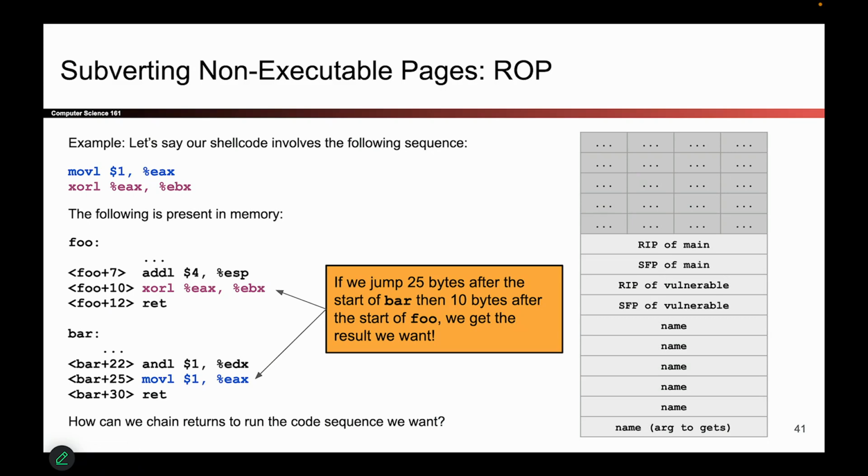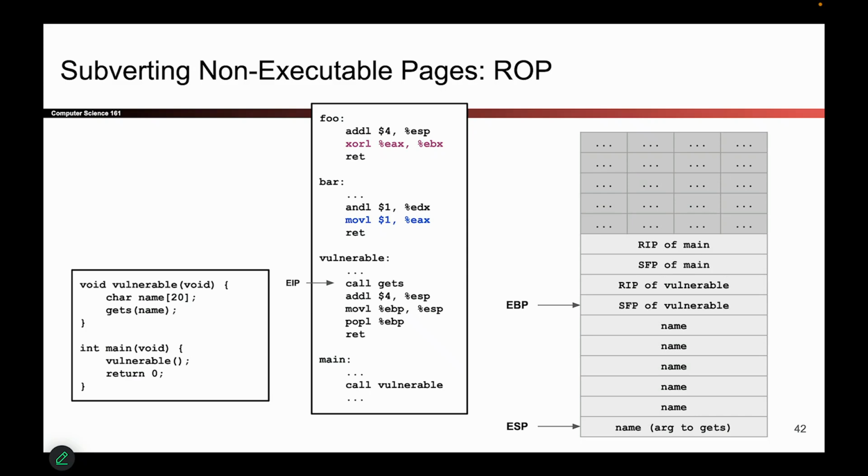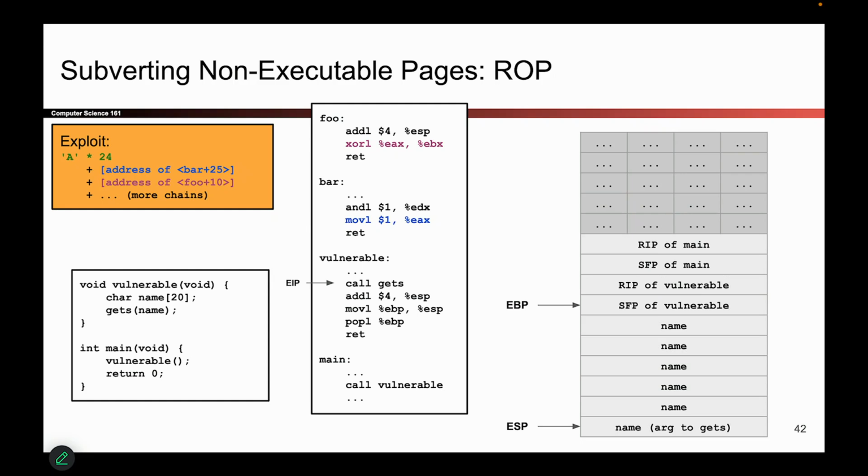So ultimately, our exploit will look something like this. These are the two instructions we care about. We want the move followed by the XOR. This is the stack frame. It's our old favorite stack frame with the name character array and a gets call that lets you write past the end. But non-executable pages are enabled, so you cannot write the move and the XOR instructions. You have to use the ones that are already sitting in memory. So this is the exploit we're going to try.